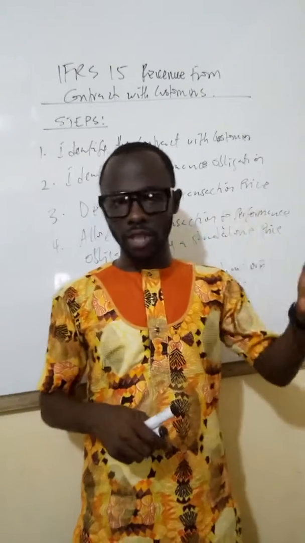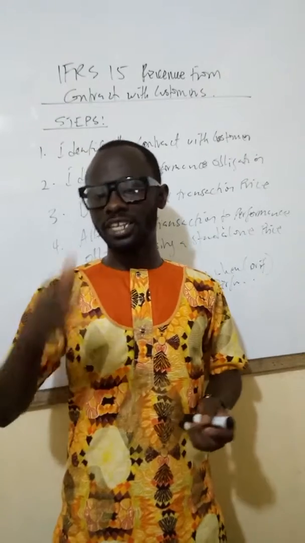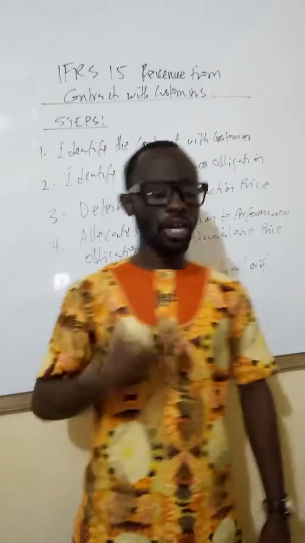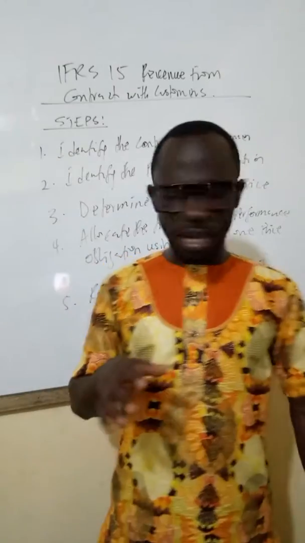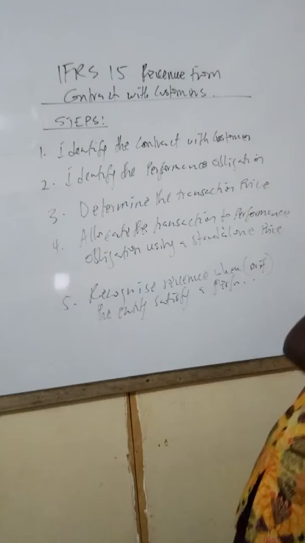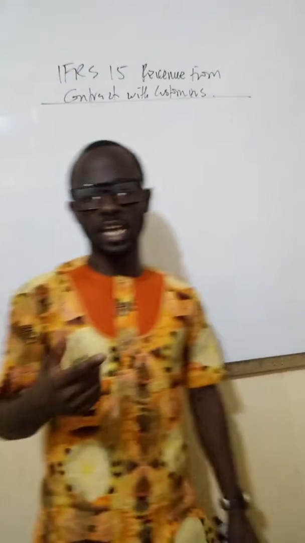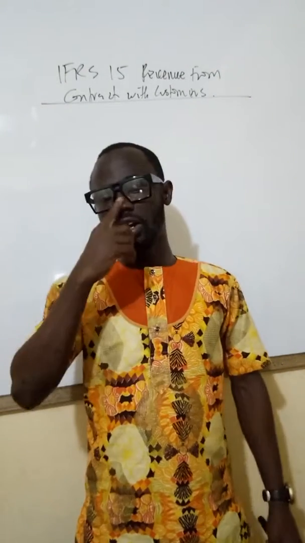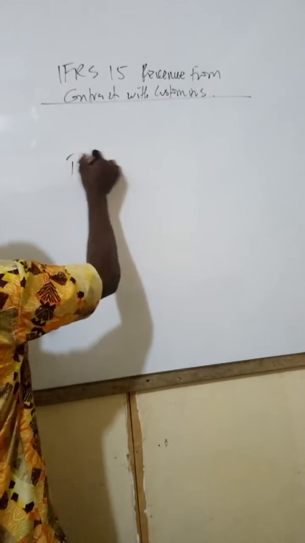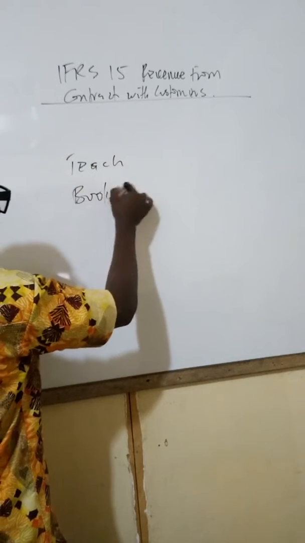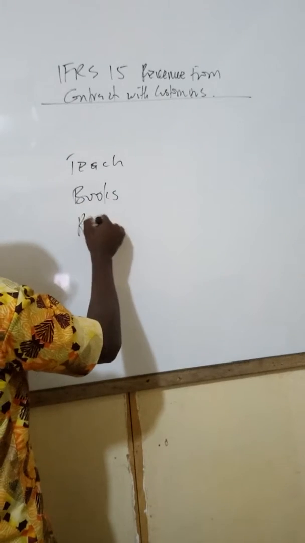Allocate the transaction price to performance obligations using the standalone prices of each performance obligation. So what does that mean? Let me go back to my illustration right here. So let me clean up my board and go back to my illustration. Remember I said you come to me for me to teach you for 2 months, and under the contract, I'm going to teach you, alright? Then I'm going to provide you with books. Then also I'm going to help you in registration.